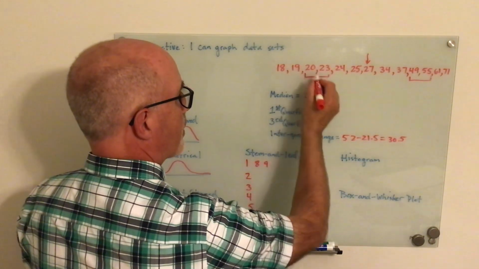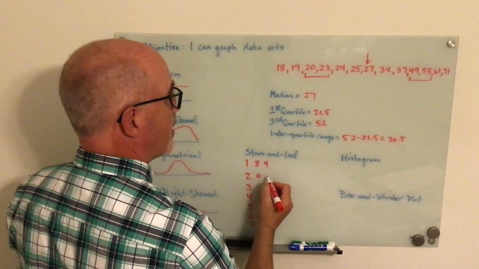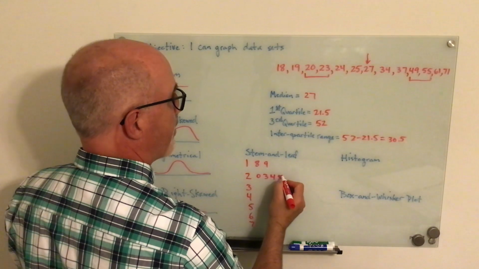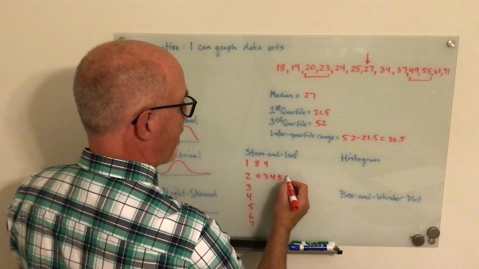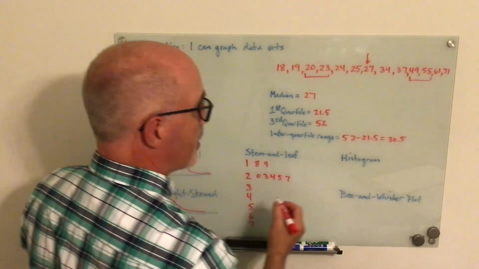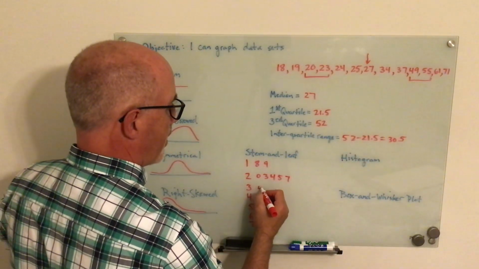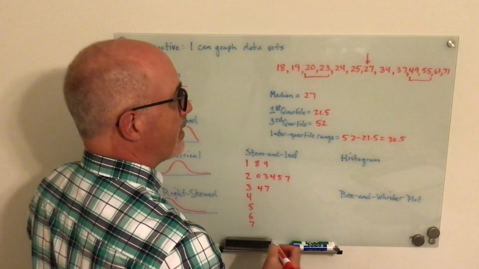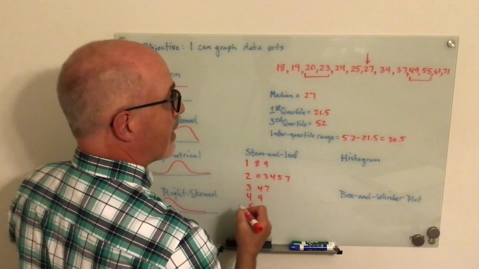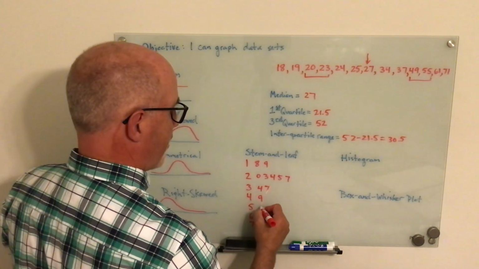The 20s would go with a 0, a 3, a 4, a 5, a 7. Okay, now notice it's a much bigger data set. The 3s would just go with a 4 and a 7. Our 4 would just go with a 9. And our 5 would go with another 5 for 55.